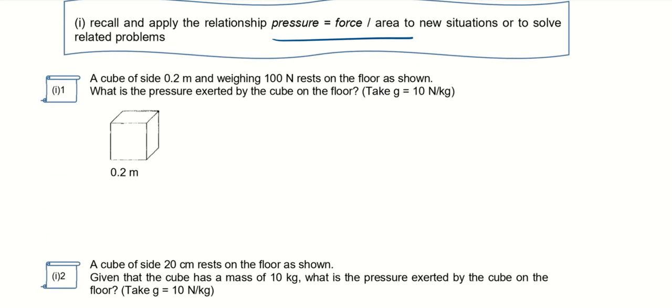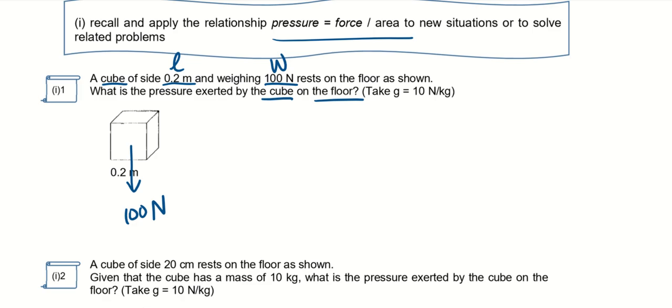So in this question, a cube of side 0.2. If you know that it's a cube, that means all sides will be the same. So the length is actually 0.2 meters and it weighs 100 Newton. The force is downwards, 100 Newton. So this is the weight, and it rests on the floor. What's the pressure exerted by the cube on the floor?